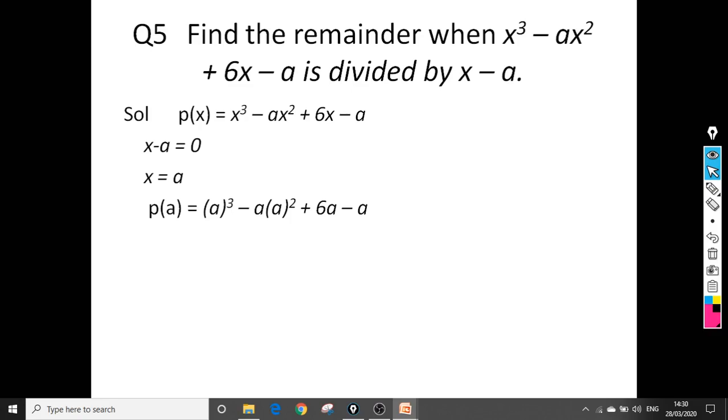By solving this, here this a cube and a into a square completely give us a cube. This a cube and here this a cube, positive and negative sign, will cancel out, and finally we get the solution as 5 times a, which is the required remainder.